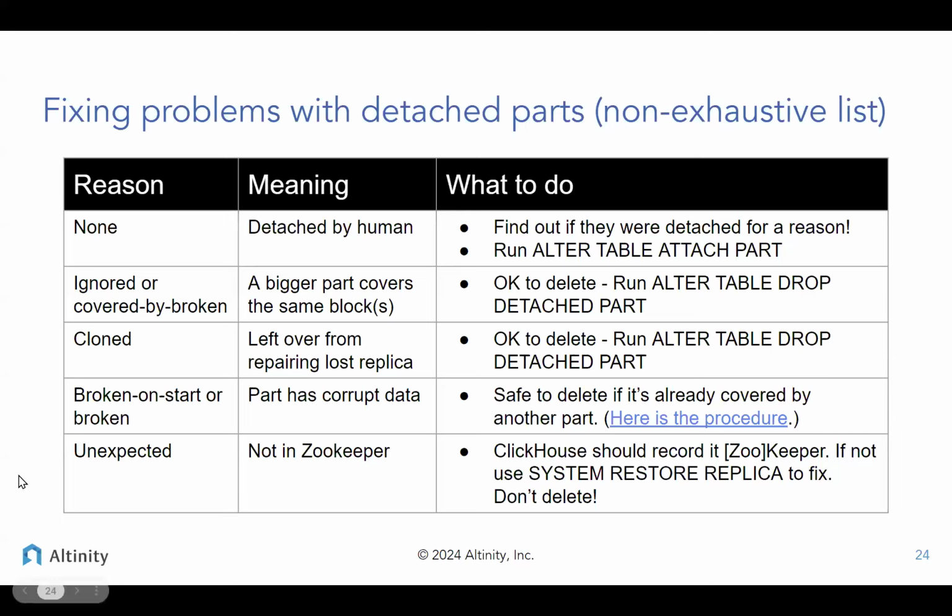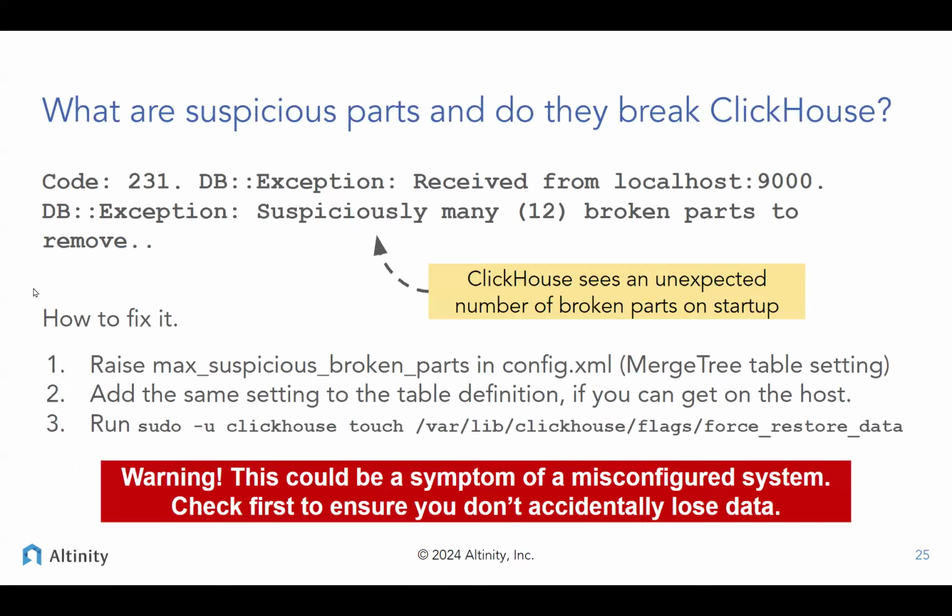If you think it's a part you actually need, you're going to have to run a procedure called restore replica. And we're going to talk about that in the context of another problem, which is fixing lost replicas. So these are the main types of problems with detached parts. Let's talk about one variation on that, and that is suspicious parts.